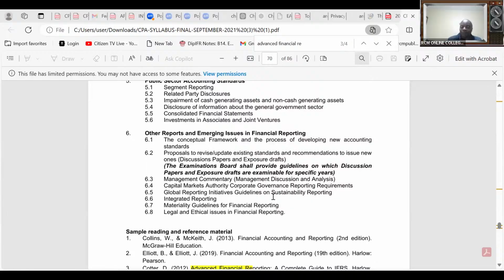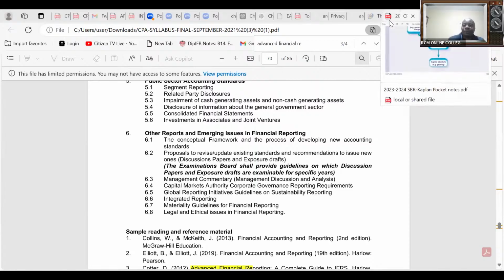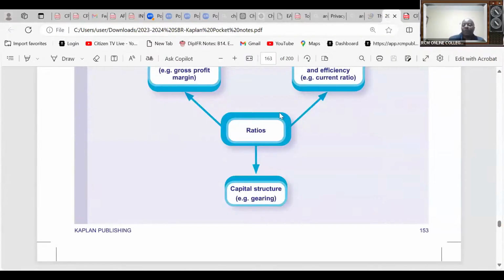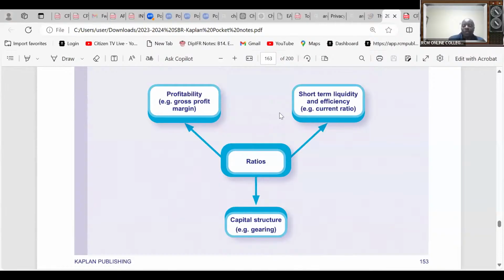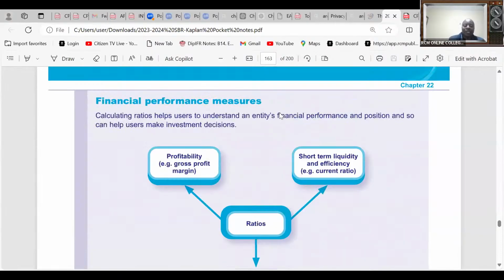Then we have integrated reporting. We have materiality guidelines for financial reporting. And then 6.8, we have legal and ethical issues in financial reporting. I'll be making use of some books here. Yeah, and I'm going to send you this book immediately. So here, I will start with integrated reporting.